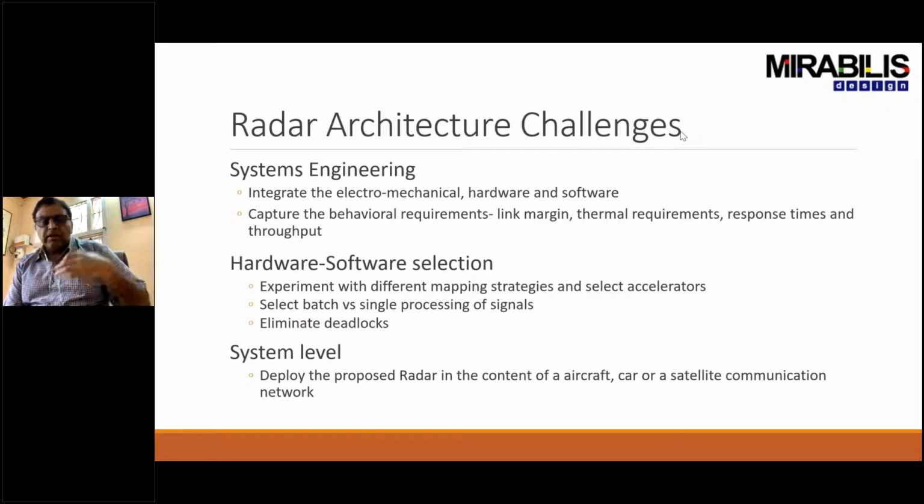The other piece of it is the system level. What we mean by system level is really taking the radar and deploying it in an application. So what are the types of applications? You can look at things like autonomous driving, or a tracker on an aircraft, or other types of radar applications that give you the ability to see how this particular hardware software combination works in the context of the final product, or the final resting place of these systems.